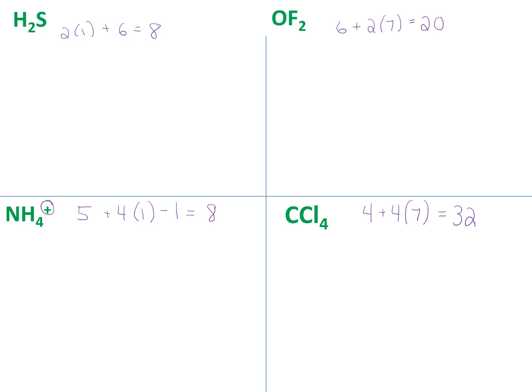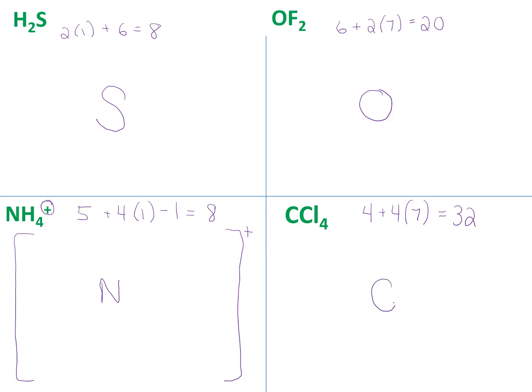Okay, so for H2S, sulfur is the center atom. So we're going to draw in the center atom for each of these. In OF2, oxygen is the center atom. In the ammonium ion, the nitrogen is the center atom. And when you draw polyatomics, it's common to indicate the charge outside of a bracketed species, showing that the charge is on that entire species. In carbon tetrachloride, the carbon is the center atom.